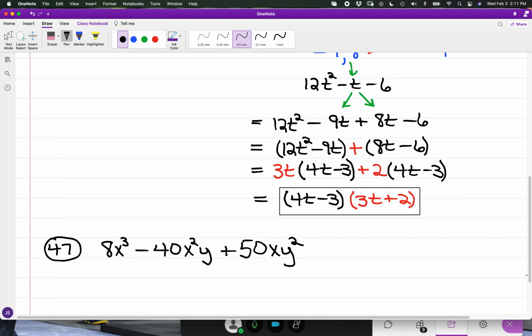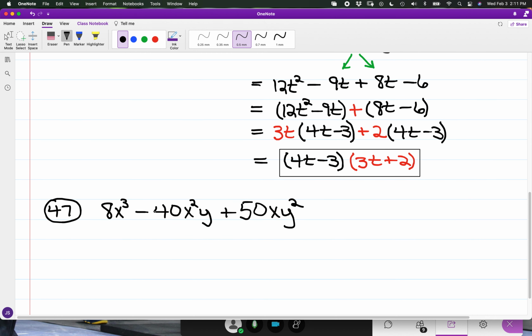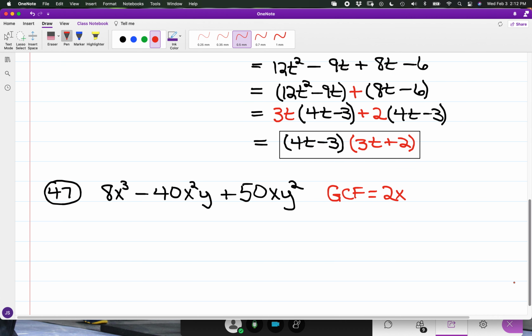And if you notice, we have even numbered coefficients throughout with 8, negative 40, and 50. And also common to all three terms, we have the letter x. Now, we have x in common, and the highest number that will go completely into all of 8, negative 40, and 50 is going to be the number 2. And so for the greatest common factor, we have the numerical factor 2, and again we have x in common, so the greatest common factor will be 2x.